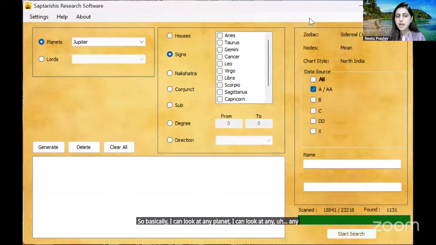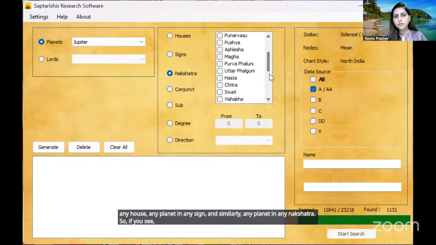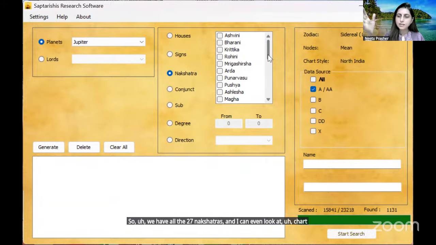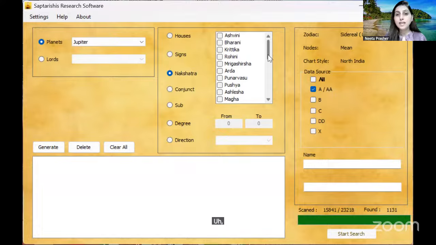I can look at any planet in any house, any planet in any sign, and similarly, any planet in any nakshatra. So if you see, we have all the 27 nakshatras here. In fact, 28. It has Abhijit also. So we have all the 27 nakshatras, and I can even look at charts where a planet is placed in a particular nakshatra. Now, this is amazing. You will find softwares where you can look at houses, you can look at signs. I think this is one software where the database is even telling us about nakshatras, planets in particular nakshatra.